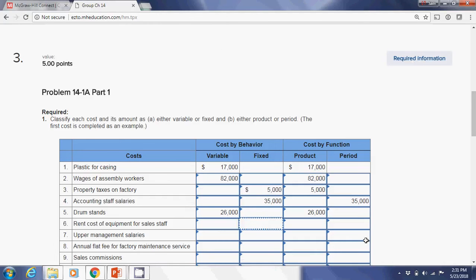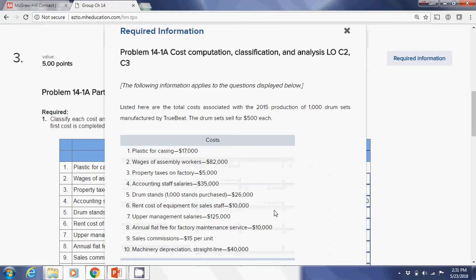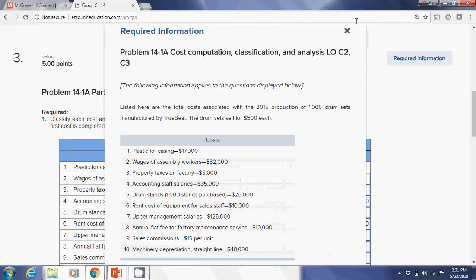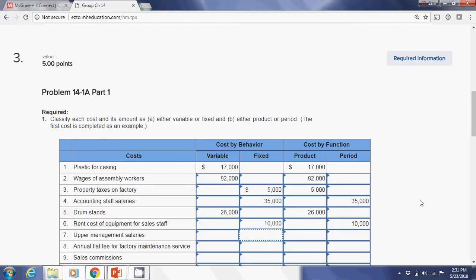And then we've got rent cost of equipment for sales staff, variable or fixed? Rent doesn't change in relation to sales. If we go up here and look, it says that it was $10,000. So $10,000 in rent. Product or period? That's for sales staff, not factory staff, so it's going to be period. How about upper management salaries? Well, salaries itself already tells you that it should be fixed. So upper management salaries are $125,000. Do you think they want to be in the factory? Nope, they sure don't. They want to be in that nice, comfortable office with the accountants. So that's going to be a period cost.